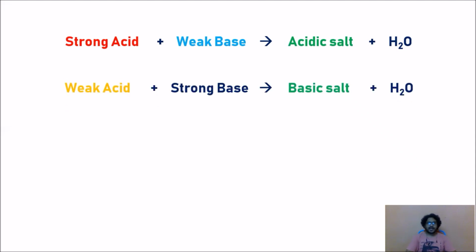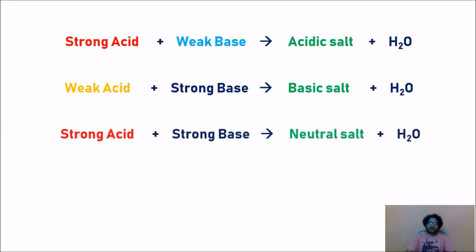Moving to the next one, it is basic salt. When weak acid reacts with strong base, weak acid means less number of H plus ions and a high amount of OH minus ions. Here the dominating part is OH minus ion. So here we are taking strong base such that we will get basic salt.